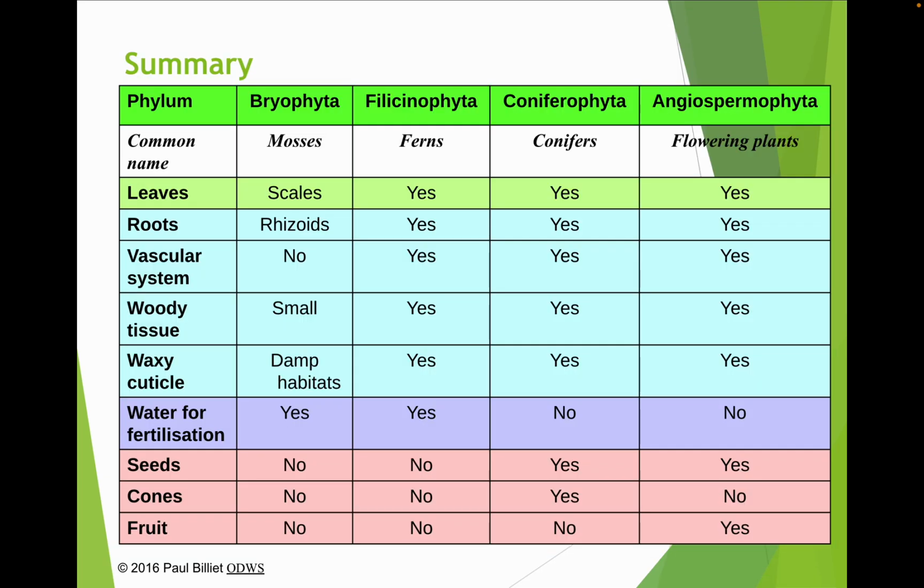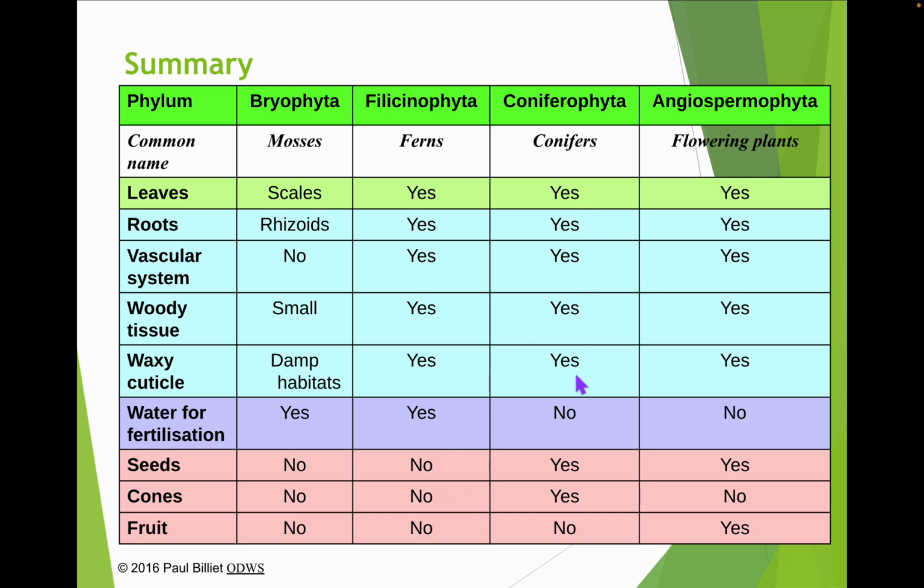All right, here's our summary. This is something important. You might want to take a snapshot of this. Mosses have scales, rhizoids, no vascular system, woody tissue, waxy cuticle. They need water, no seeds, no cones, no fruit. Our ferns have leaves, roots, vascular system, woody tissue, waxy cuticle, water for fertilization, no seeds, cones, or fruits.